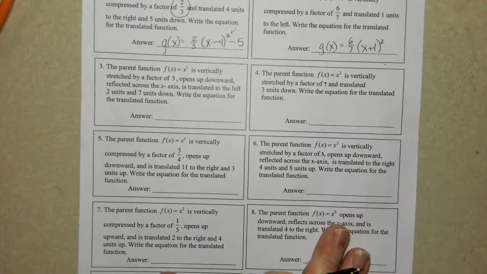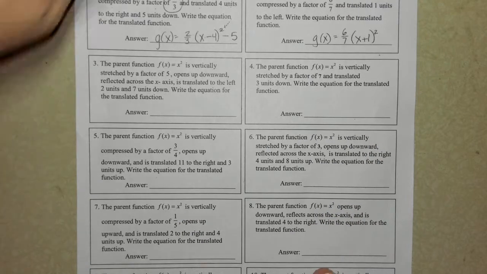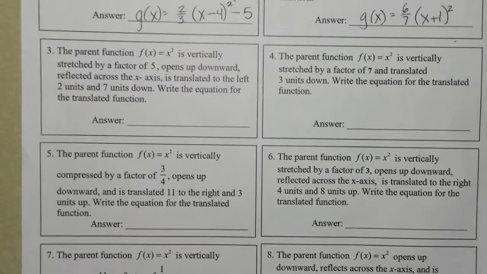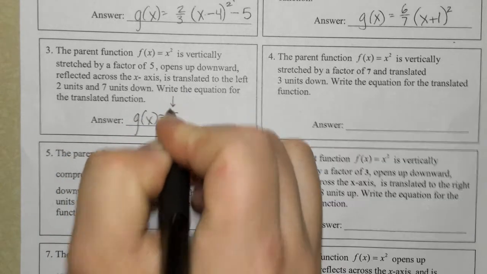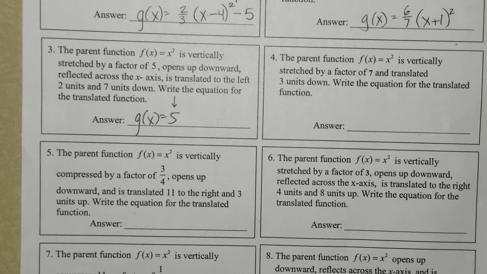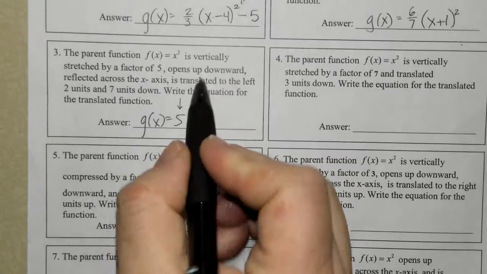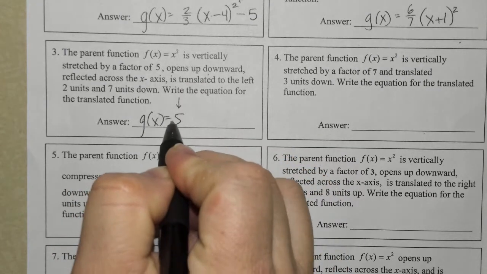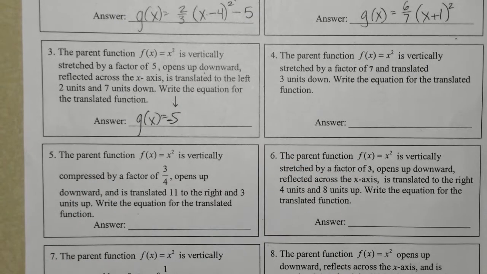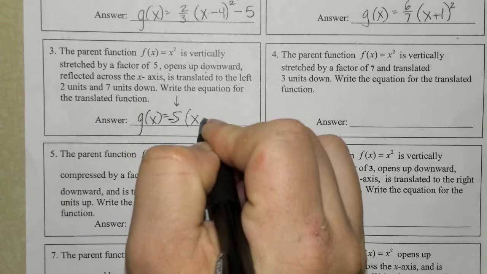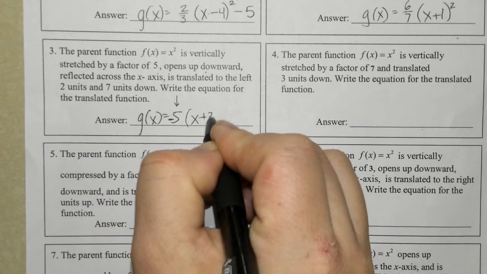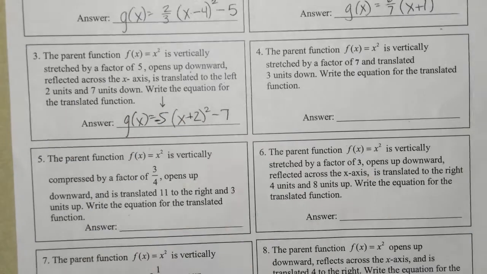Go down to number 3. A parent function is vertically stretched by a factor of 5. This number is greater than 1, which means that it will be stretched. It's going to open downwards, which means it's reflected across the x-axis. Put a negative sign here. It's translated to the left 2 units. So we want to naturally think minus 2. We're going to do the opposite on the inside, and down 7.